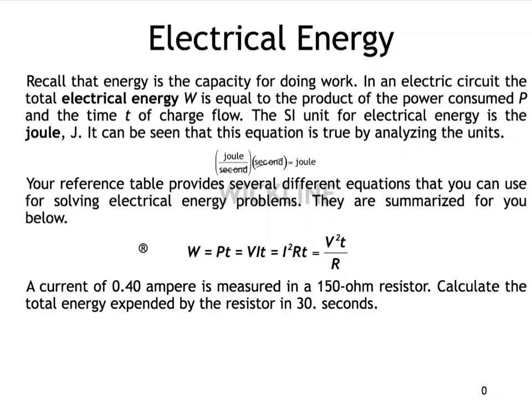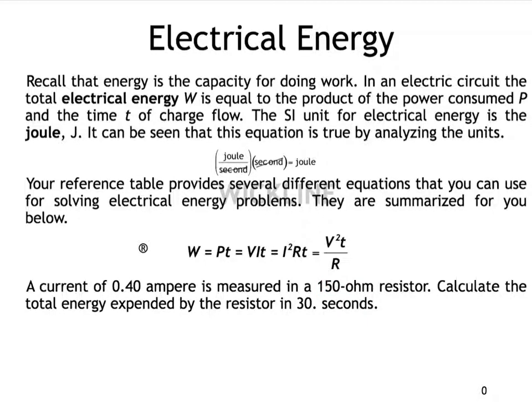Electrical energy and electrical work would be the same thing. We're going to use the symbol W to represent it, but its unit is going to be joules. And the equations that you can use are down here. Also, this is going to be on the electricity section of your reference table. W is Pt, but it would also be equal to VIt, which would also be equal to I squared Rt, which is equal to V squared t over R. Let's try this one out in a practice question.